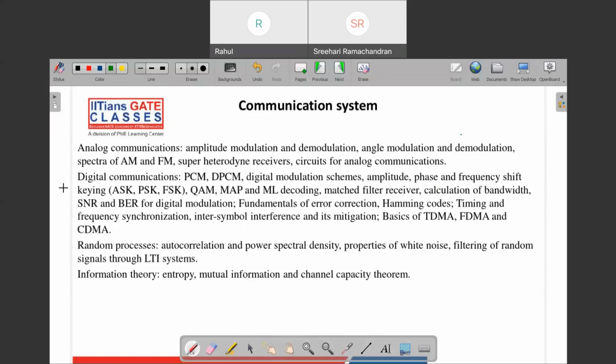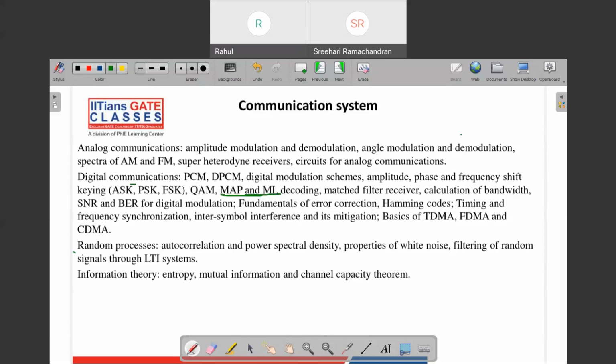And then we will go to digital communication, which has a lot of other topics included like PCM, DPCM, and all the keying methods like amplitude shift keying, phase shift keying, and frequency shift keying. And then different kinds of quadrature amplitude modulation. This is a kind of decoding method to minimize the error and all. So all these topics we'll go through one by one.